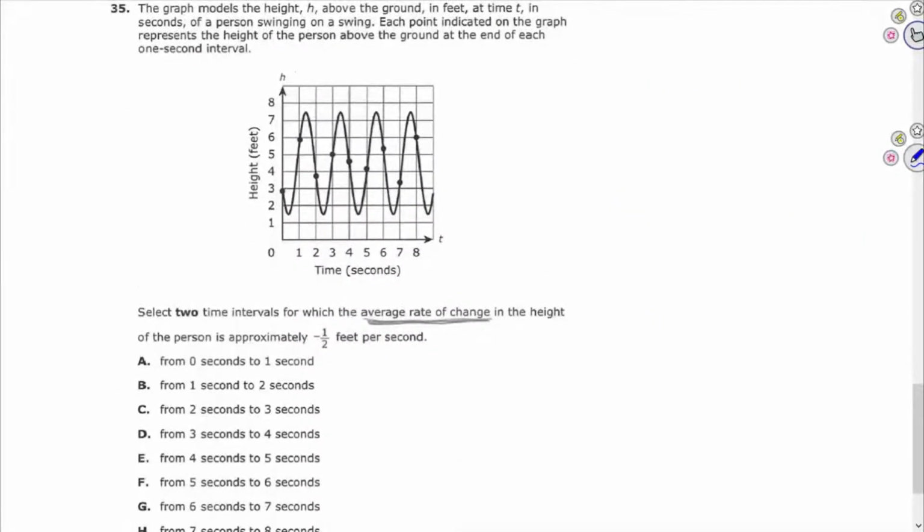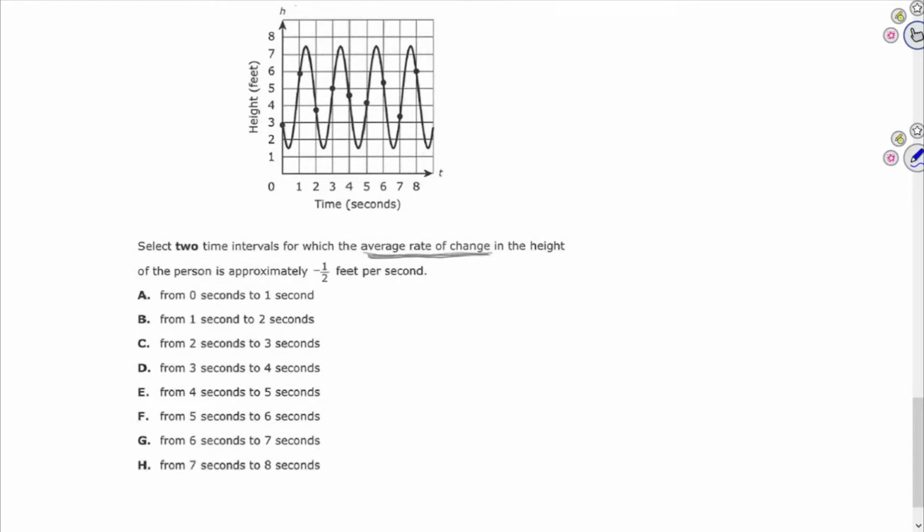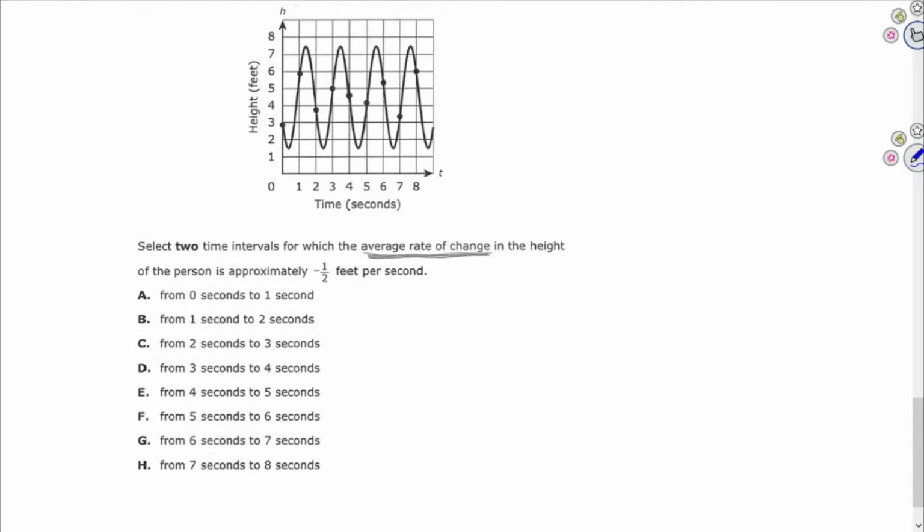The graph models the height h above the ground in feet at time t in seconds of a person swinging on a swing. Each point indicated on the graph represents the height of the person above the ground at the end of each 1 second interval. So the person swinging back and forth, and that's their height. Select the 2 time intervals for which the average rate of change in the height of the person is approximately negative 1/2 feet per second. So we're looking for at which interval would we have an average rate of change of about negative 1/2.